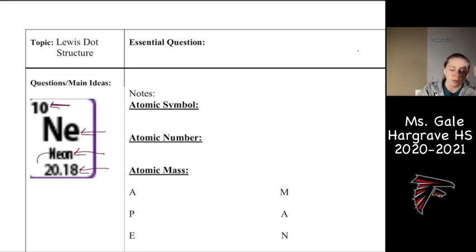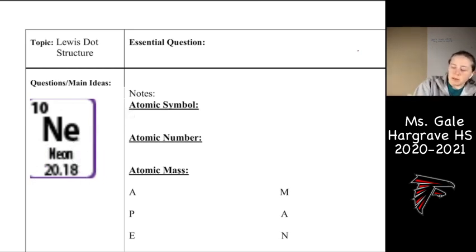Now, these two can be flipped. One can be on top of the other or reversed. It depends on which periodic table you see. But you should know at the very bottom of your element tile on the periodic table, it will be your atomic mass and your element name. So let's go ahead and review a few things.